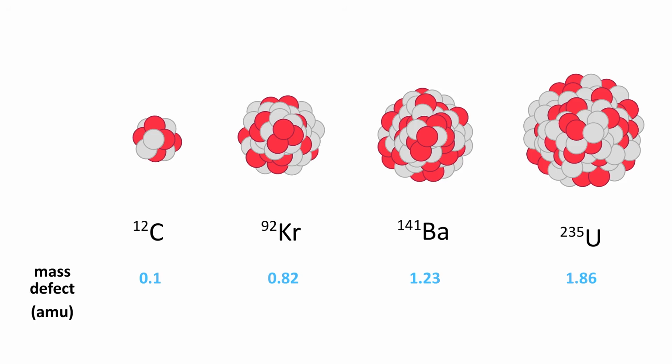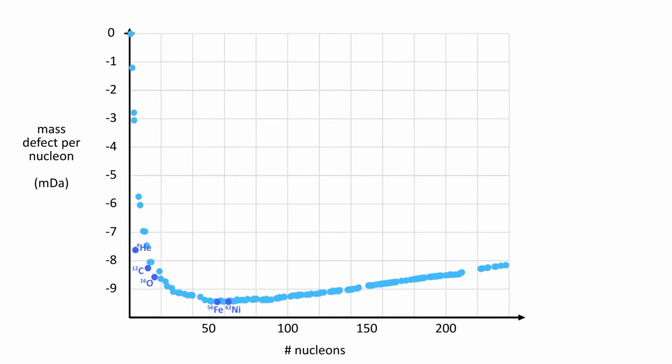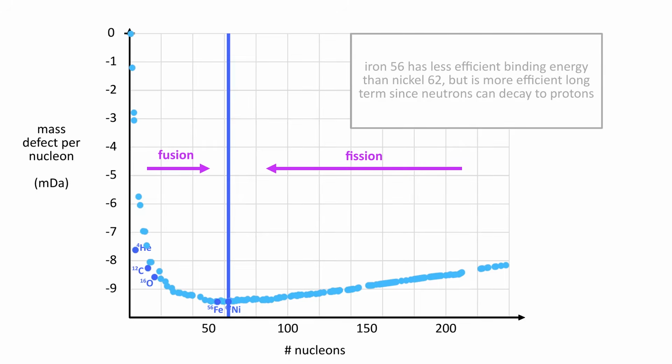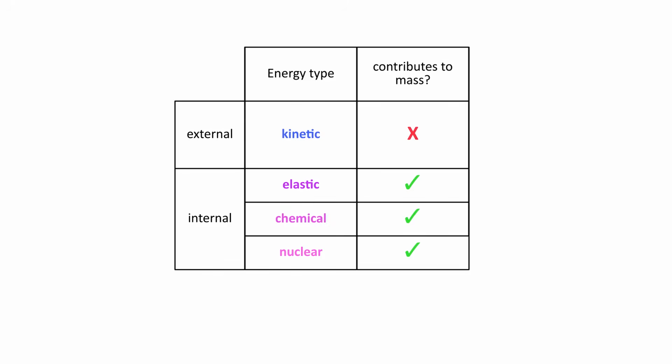Bigger nuclei have more mass defect, but to determine what's energetically favorable, you have to look at mass defect per nucleon, in which case you actually get diminishing returns, and it peaks at nickel 62. That's why up until that point, fusion releases energy instead of costing it, but after, fission is more favorable. Now maybe you can accept that adding or removing thermal, elastic, chemical, or nuclear binding energy increases or decreases mass.